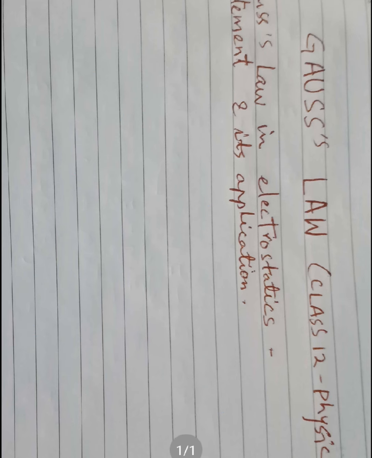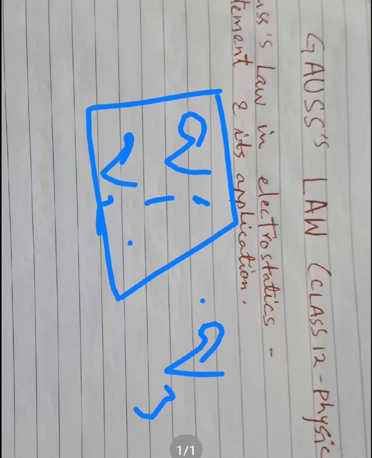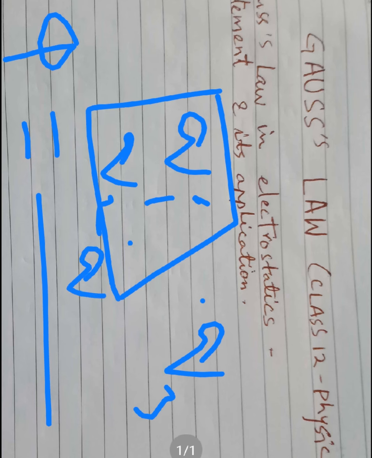Taking another example, here I take another Gaussian surface. Here is point charge Q1, here point charge Q2, and outside is point charge Q3. So what is the flux that passes through this surface? This will be Q1 plus Q2 upon epsilon naught, not Q1 plus Q2 plus Q3 upon epsilon naught, because the net charge enclosed by the Gaussian surface is only Q1 and Q2.